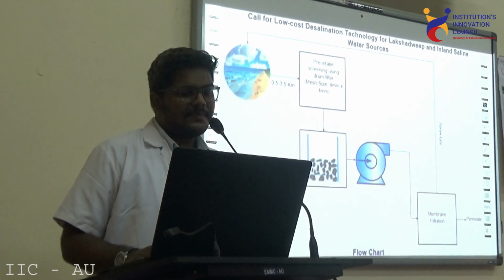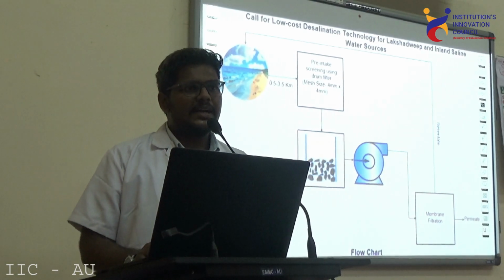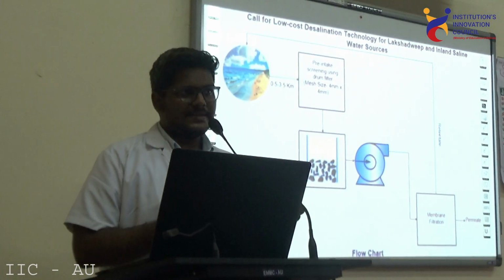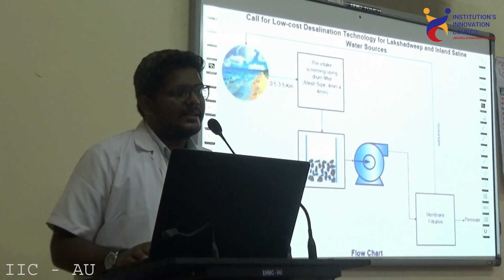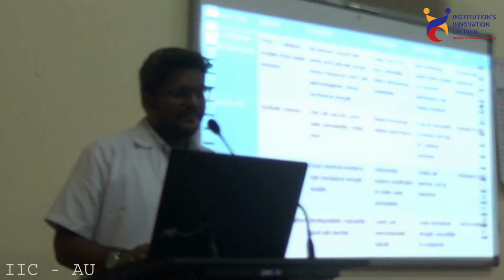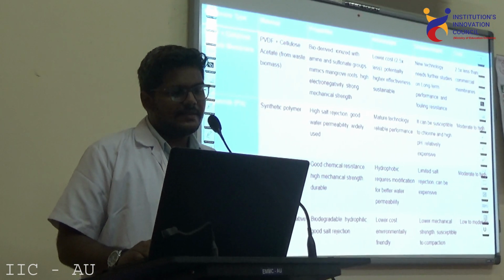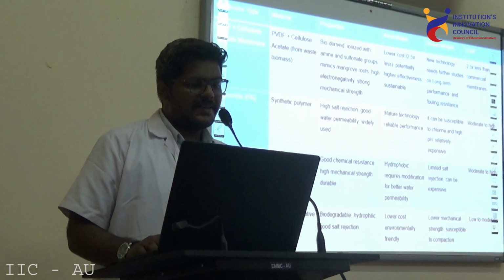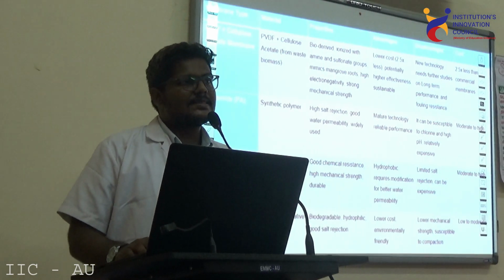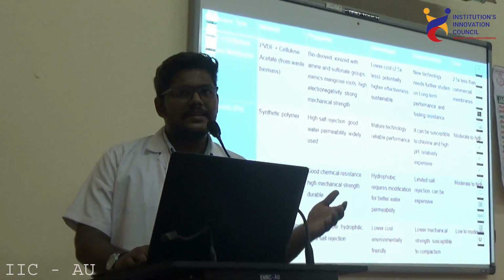From that the salt water goes to the membrane, which has an electronegativity property, which repels the salt ions, that is positive salt ions and also negative salt ions, and therefore we will be getting fresh water. And these are all the membranes which are commercially used. The membrane we prepared is a PVDF plus cellulose acetate membrane, whose properties are bioderived, ionized with amine and sulfonate groups that mimic the mangrove tree's properties of repelling seawater.